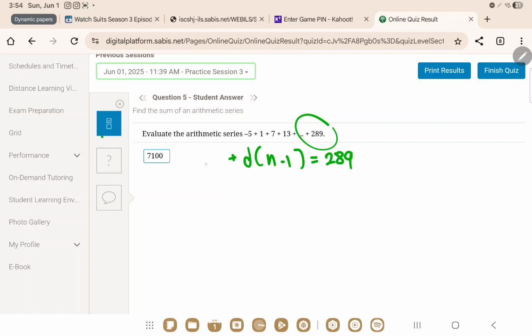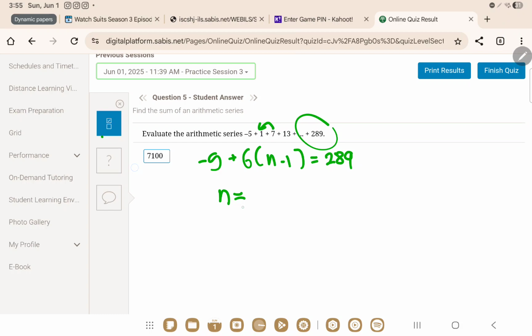So a1 is negative 5. Difference is 7 minus 1, or 1 minus 7 for Atish. 6. N minus 1. We're gonna find what n is. You put this into your calculator or you solve it by hand. Genuinely does not matter. Then you're gonna get n equals to, wait, let me solve it really quick. 289 plus 5, then divide by 6. Okay. And there's something wrong.